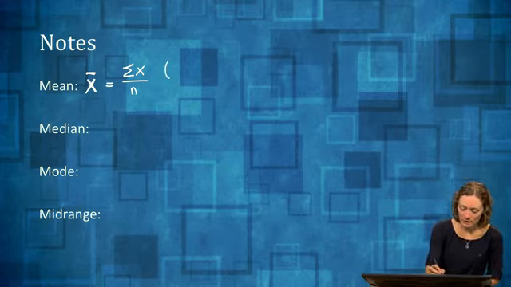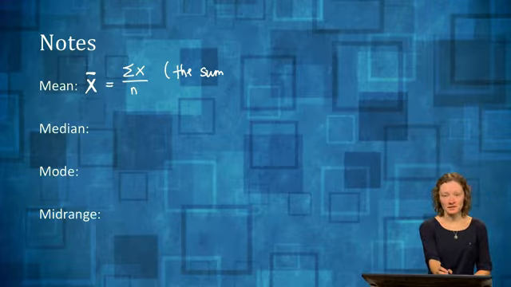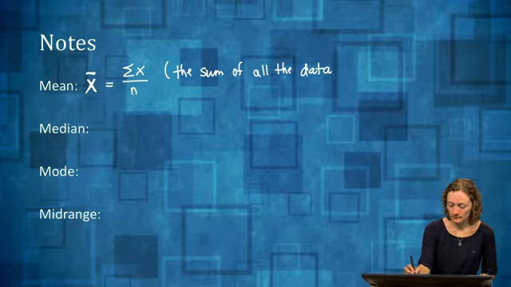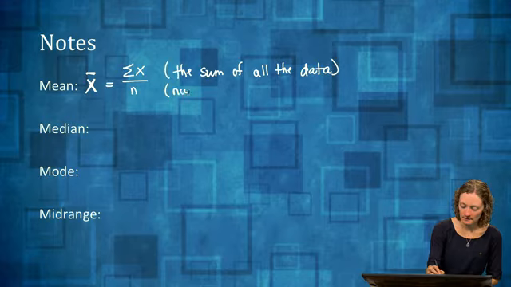So I'll give you that description. The sum, this E-looking symbol, is a summation symbol. It means the sum of x, all the data pieces, the sum of all the data, divided by n, which is the number of pieces of data.